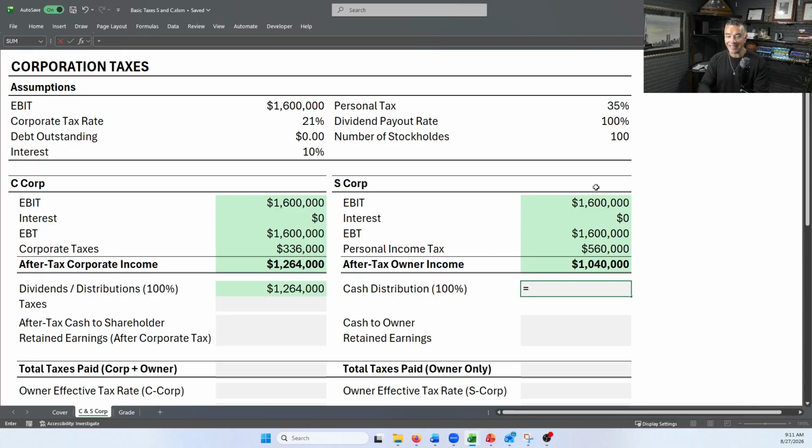So I'm going to take that after tax, or you can call it net income on the income statement, net earnings, net profit. And I'm going to multiply that times that payout rate. So they're equal. And to show you, if you do it right, I can go 90% and it automatically will adjust and you can see the impact of it.